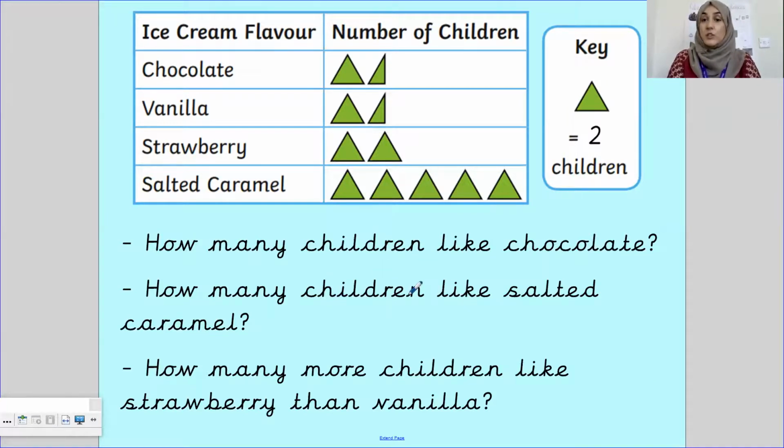How many children like chocolate? How many children like salted caramel? How many more children like strawberry than vanilla? When it comes to this one, we'll do this one together, but you complete these two independently. And once you unpause, we will go through the third one together.